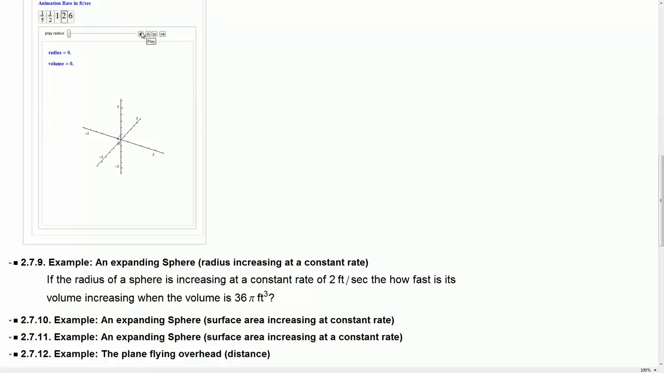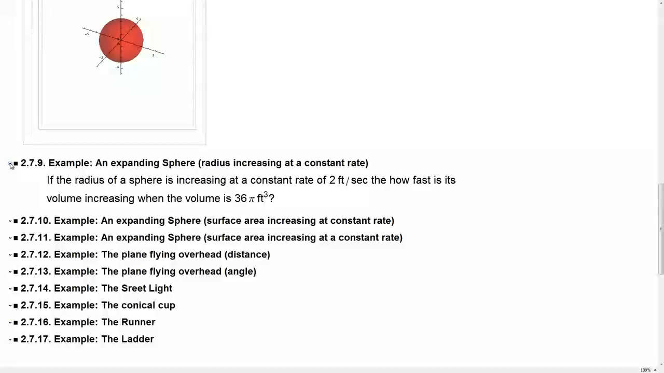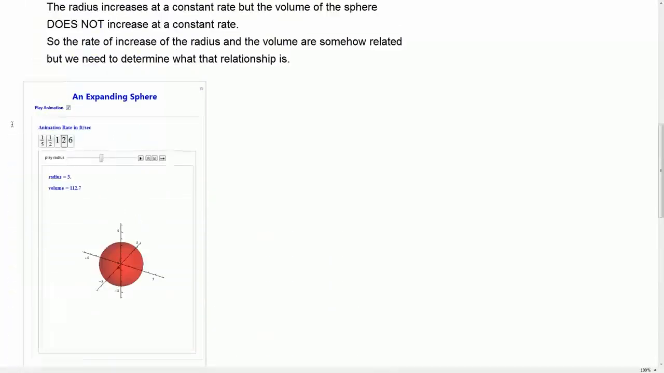But remember, the main thing for now is to realize what we're trying to do. We're trying to let a sphere grow, and we're trying to say, okay, right at some point in time, how fast was the volume changing? Not what is the volume, but how fast was it changing at that instant in time?